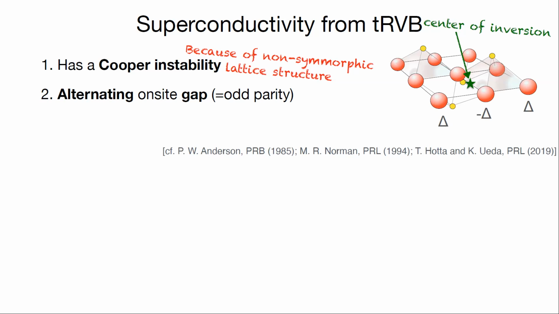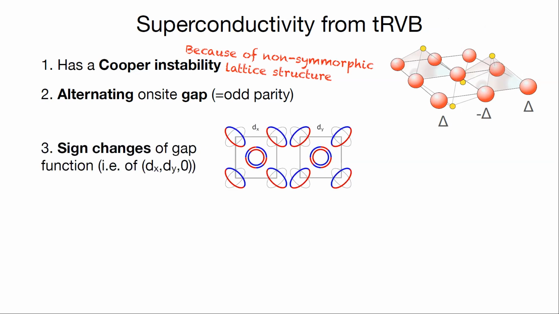Now it's important that, to get an overall wave function which satisfies the Pauli principle, you have to have delta alternating here, because inversion symmetry is now mapping this side to this side, and thereby gets a minus sign under inversion, despite the fact that it is even in spin space. Okay, so as a consequence of this Cooper instability without spin orbit coupling, it follows that the onsite gap is alternating in space. So that's a physical prediction.